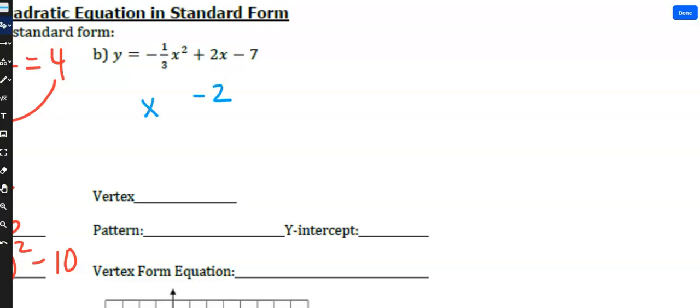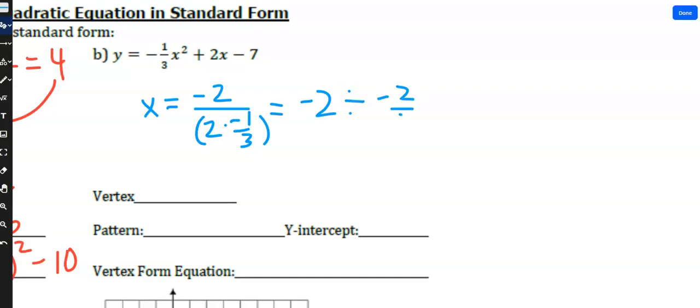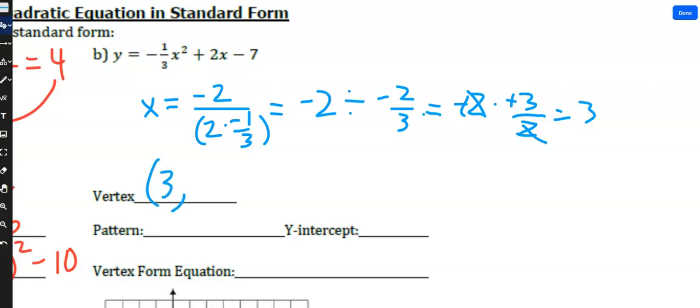Opposite of b, let's see, let's try this again. The opposite of b over 2 times a. Ooh, that's going to be ugly. 2 times negative 1/3. Let's rewrite this a different way. That's negative 2 divided by, and 2 times negative 1/3 is negative 2/3. Well, let's go back to middle school. Keep, change, flip. And the 2's cancel and the negatives cancel, and so that leaves me with 3.